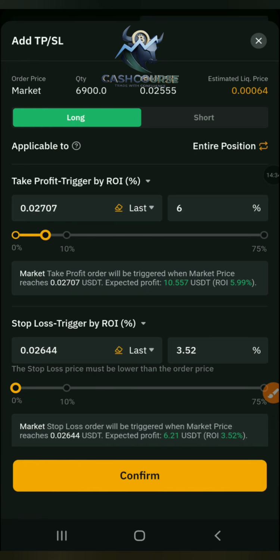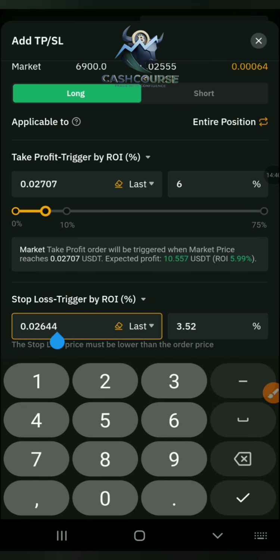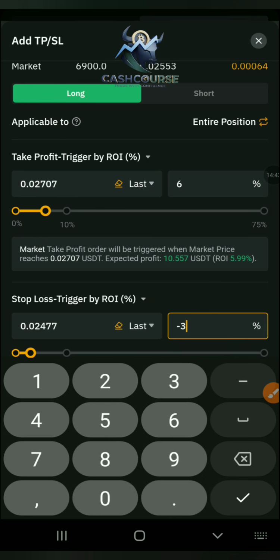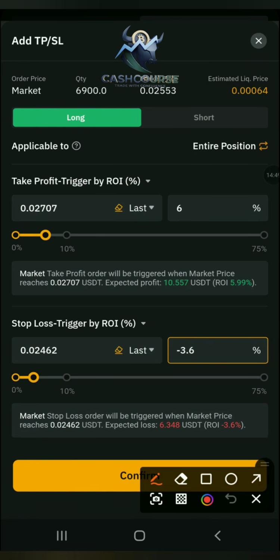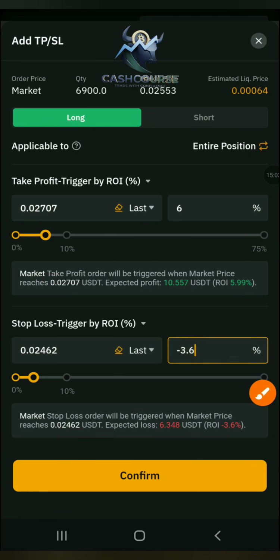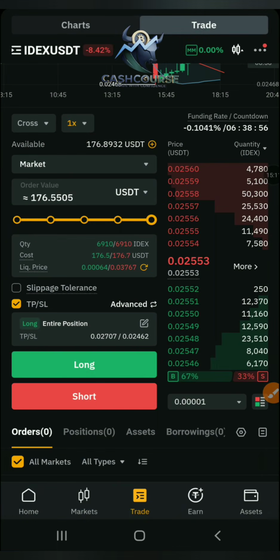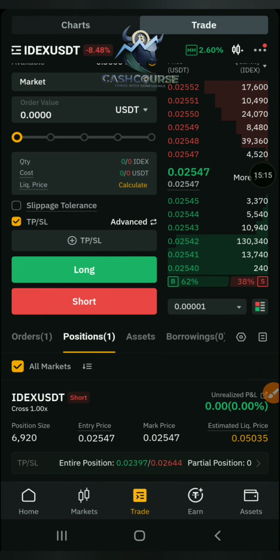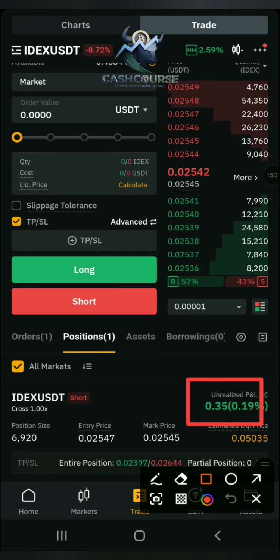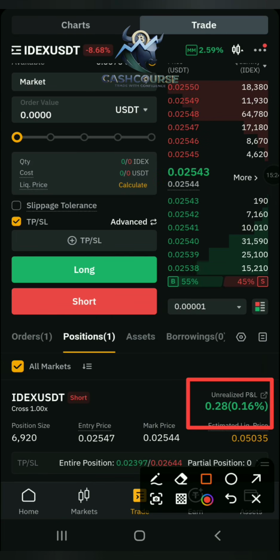So when this goes my way, I am going to have a profit of 10.5 USDT. And when it doesn't go my way, which is less likely to happen, I'm going to lose 6 USDT. Now let's go ahead and place this trade position. Now our trade has been placed. All we have to do is sit back and wait for the outcome of the trade to emerge.